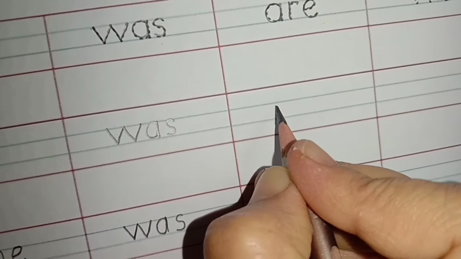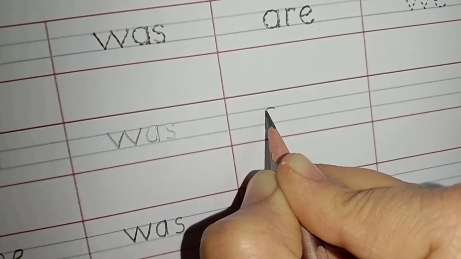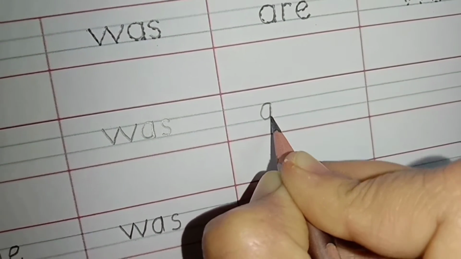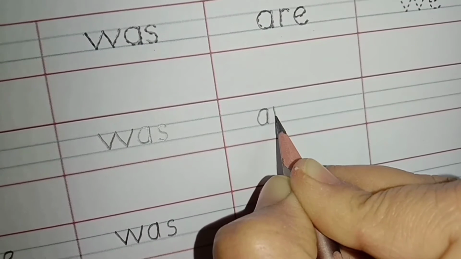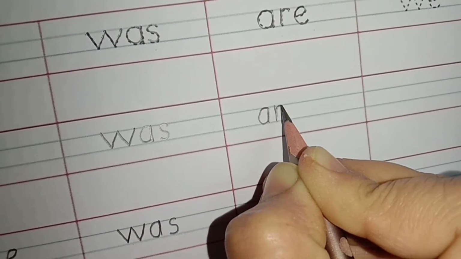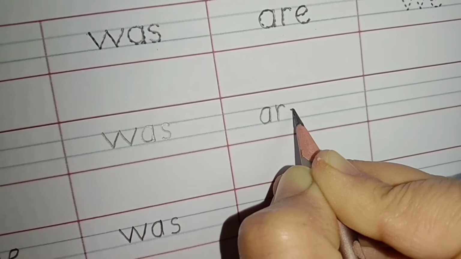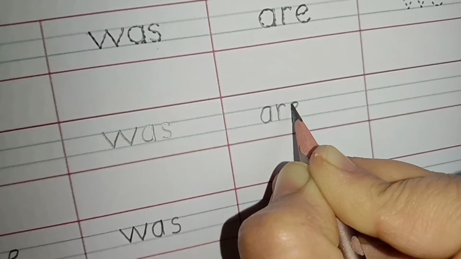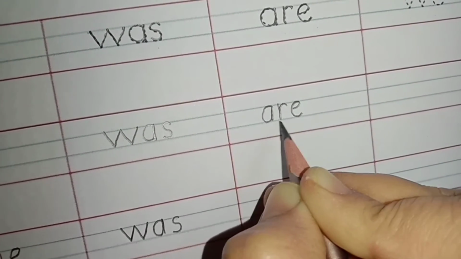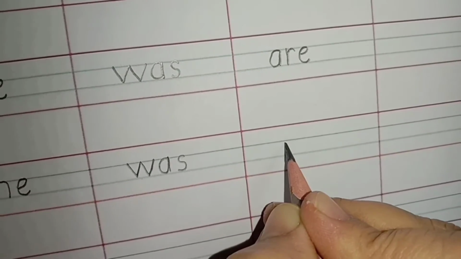Now again we will write. For alphabet A, make a C curve, go up, come down, standing. For alphabet R, make a standing line, go up and make a small curve on first blue line. For E, make a small curve, touch the first blue line, then make a C curve, touch the second blue line. A-R-E.